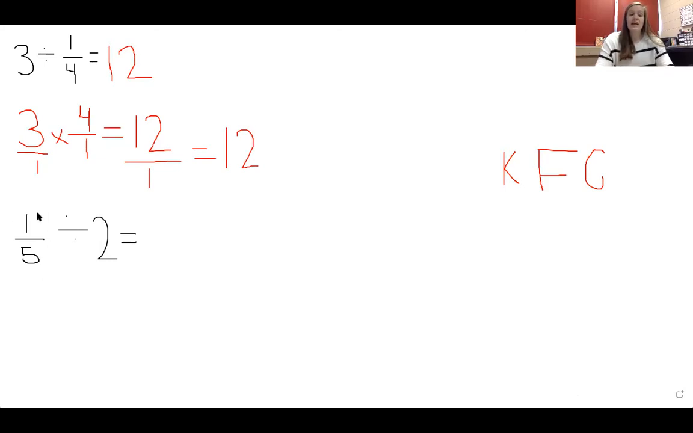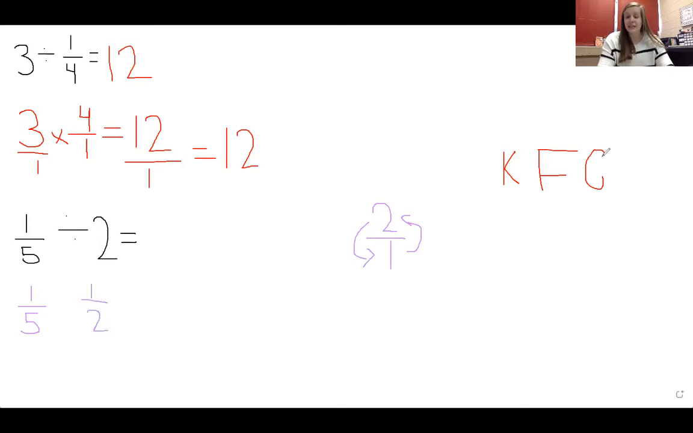Alrighty, so we have 1/5 divided by 2. We're going to use KFC. So we're going to keep 1/5 the same. So go ahead and rewrite 1/5. We're going to flip our 2. When you have a whole number, it's written as a whole number over 1, right? That's how you would write 2 as a fraction. I wrote it this way because in order to flip it, we need to put that denominator, the 1, up top and the numerator, the 2, down bottom. So instead of 2 over 1, we're going to have 1 over 2.